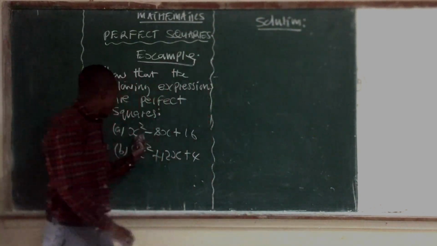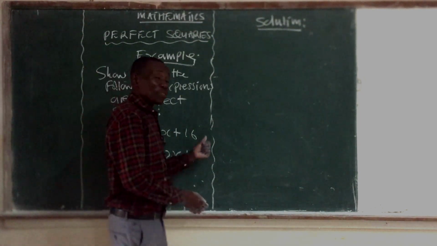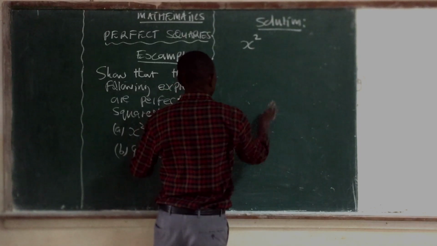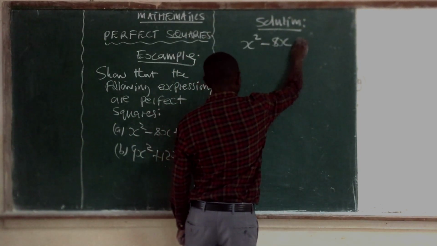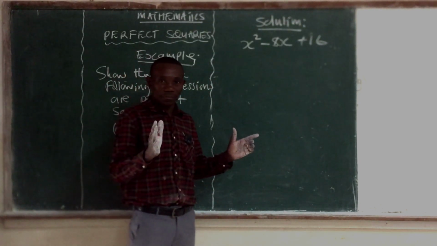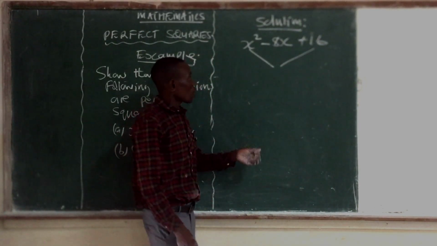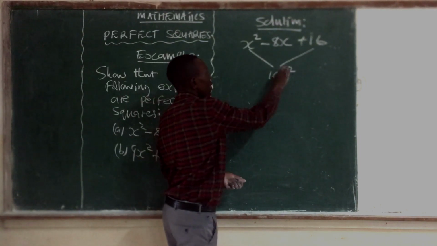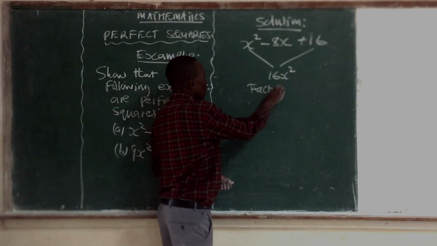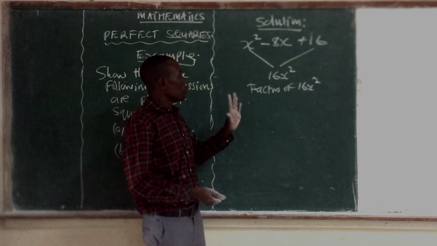We need to show that x squared minus 8x plus 16 is a perfect square. So the method we're going to use is only factorization. Let's take our steps through. X squared minus 8x plus 16. The method remains the same as we discussed previously. We consider the quadratic term multiplied by the constant term. This gives us 16x squared. Then we have to look for the factors of 16x squared.